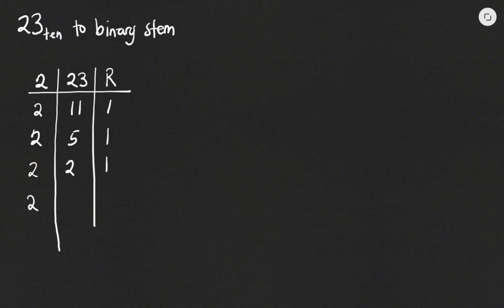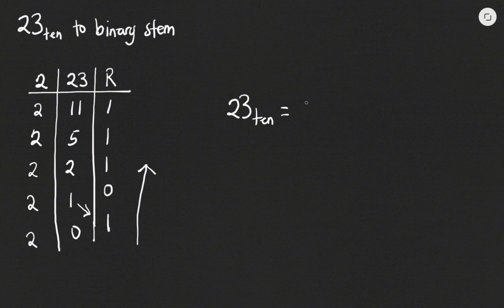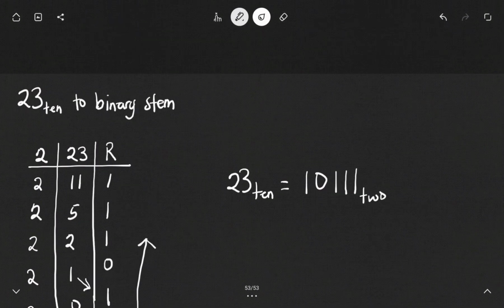How many times will 2 go into itself, which is 2 at the top over here? It will go there once, and it's left with 0. And then how many times will 2 go into 0? It is impossible. So we write down 0 and then we bring the 1 over here to the bottom. And like I said, we write our answer from bottom up. So our answer over here, 23 base 10, is equal to 10111 base 2. So that becomes our answer, 10111 base 2. All right, so let's proceed to look at more examples.